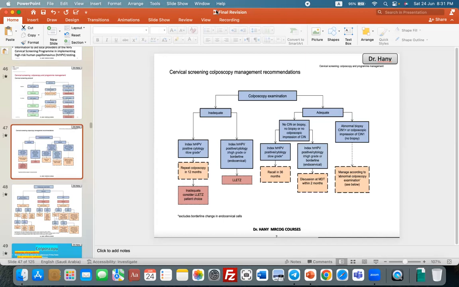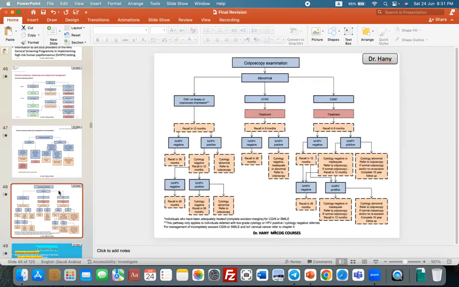Okay? CIN1, I will not treat. I will never treat. I will go to this chart because this is the most important chart. CIN1, I will not treat. I will do what? Annual cytology. Annual human papillomavirus. Positive cytology, positive, referral to colposcopy. Negative, discharge. Human papillomavirus negative, routine recall, 3 years recall. Okay?